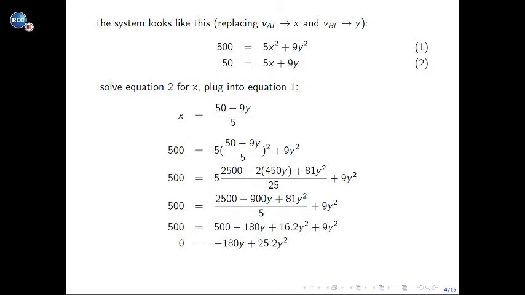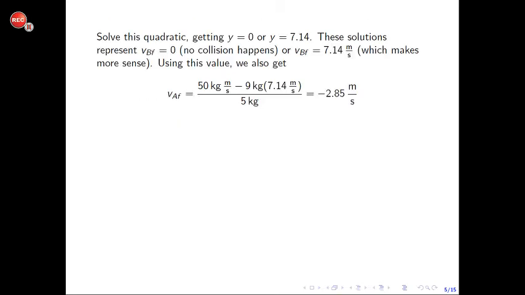So let me discuss that for a minute. When you're dealing with momentum and energy together and you get a solution, if one of them gives you the velocity it had in the beginning, then the collision didn't happen. Right? Block B was at rest. If block B stays at rest, then the collision never happened. So you have to take the other solution.